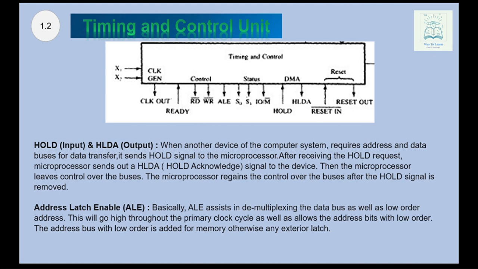Address latch enable, ALE. It is an address latch enable signal. It goes high during the first clock cycle of a machine cycle and enables the lower 8 bits of the address to latch either into the memory or external latch. Basically, ALE assists in demultiplexing the data bus as well as the low order address. It goes high during the first clock cycle and allows the low order address bits to be latched into the memory or any external latch.